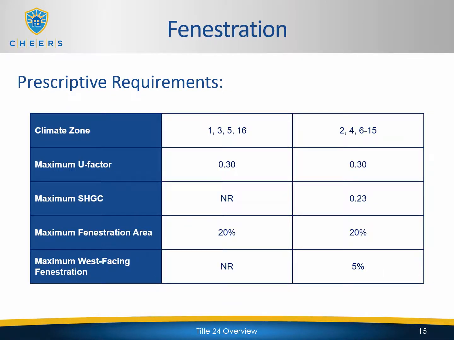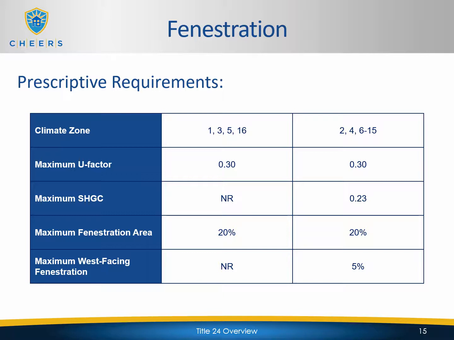So it cannot go above 0.58. And we also have prescriptive requirements. These are going to be based on the climate zone in which you're building. So for climate zones 1, 3, 5, and 16, you have a maximum U-factor of 0.30 and you don't have a maximum solar heat gain coefficient. You can be whatever value you want. Those climate zones are generally the colder climate zones here in California, so a little bit of additional heating through the windows is not a bad thing, so we don't put a minimum or a maximum on that.